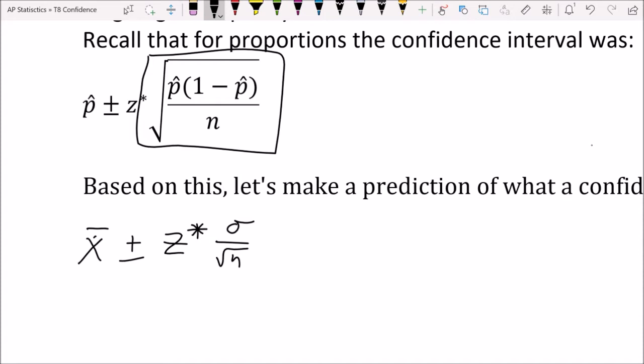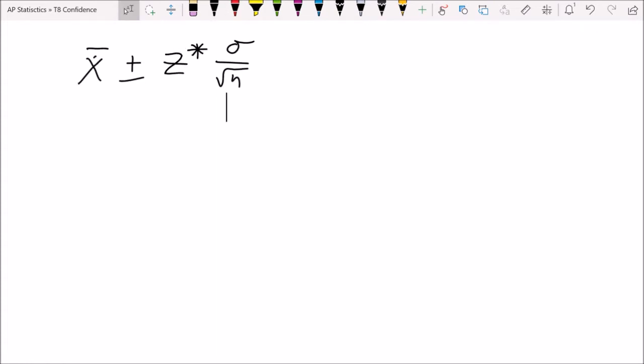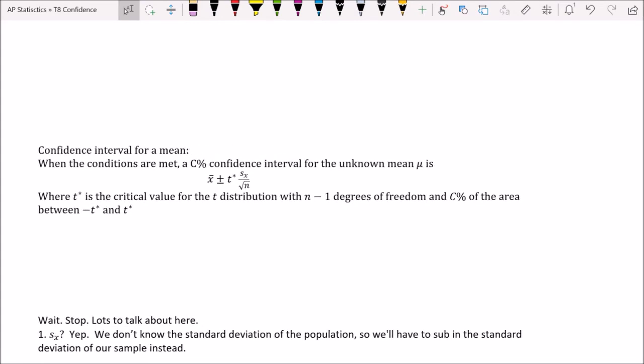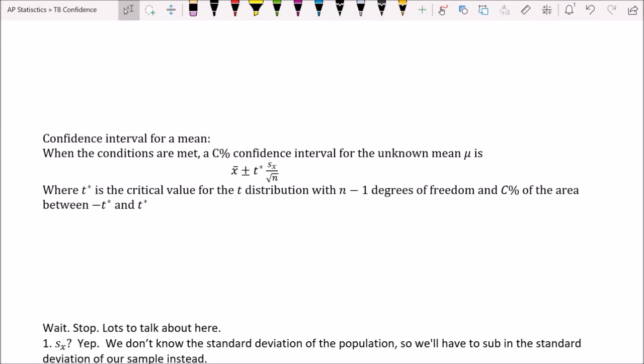But don't write that down just yet, because there are a couple of problems with this. Let's go look at them. Actually, the way we do it is like this. So yes, it's x bar. And notice the similarities. This looks very similar to the standard deviation for the sampling distribution of a mean. But notice it's not sigma on top, it's s sub x.